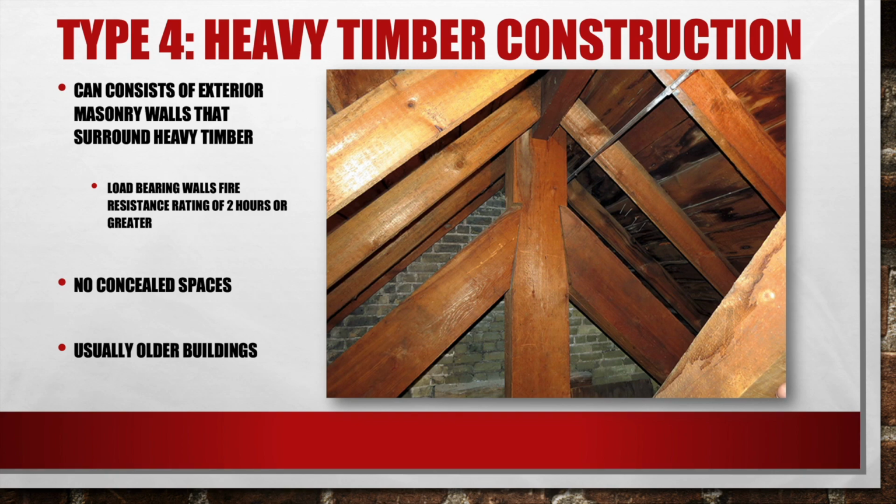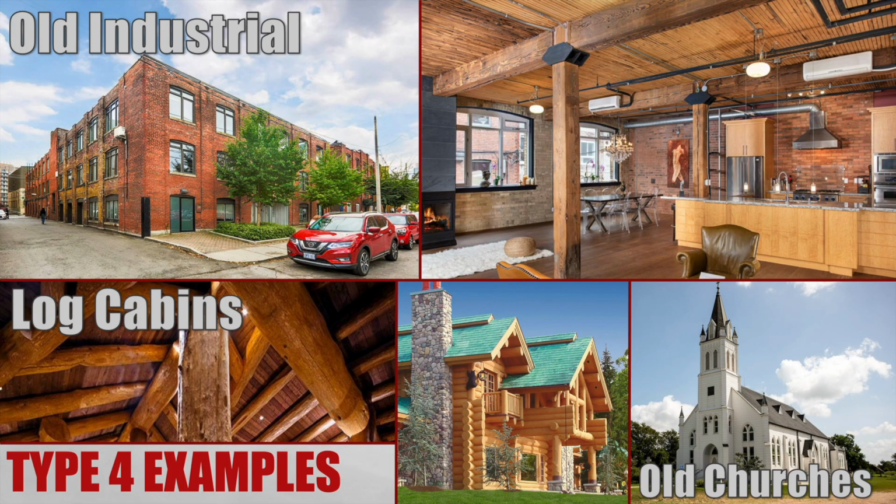And I try to ask people, why do you think we don't see a lot of Type 4 heavy timber construction anymore? And the answer is because it's no longer cost effective. So some Type 4 examples, you can see on the top left, a lot of old industrial buildings would have the non-combustible exterior masonry, and the interior would have these big mass timber beams, which you can see on the right. And this is very common in the city that I work in, where these old industrial buildings have been converted into apartments or lofts.